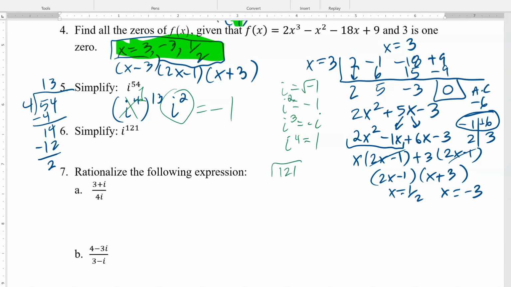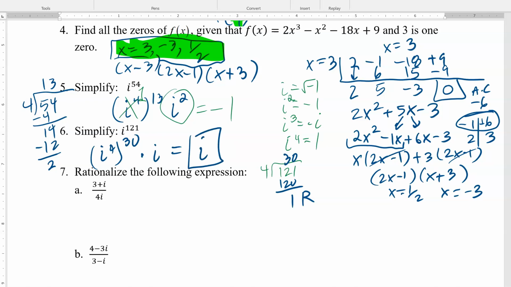121 divided by 4, I'm pulling out the groups of 4. Why? Because every 4 makes a 1. They don't make a difference. They just divide away. So that goes in, what is that, 30 times? So 120, leaving us with 1. So this is i to the 4th 30 times, which doesn't matter because it's a bunch of 1s, with 1 remaining, with i left over. So our answer is just i.